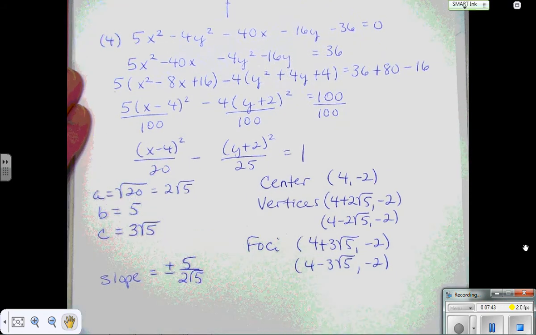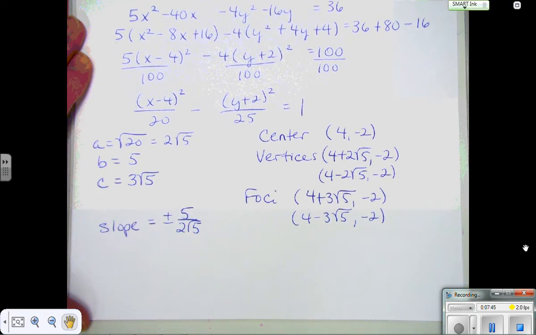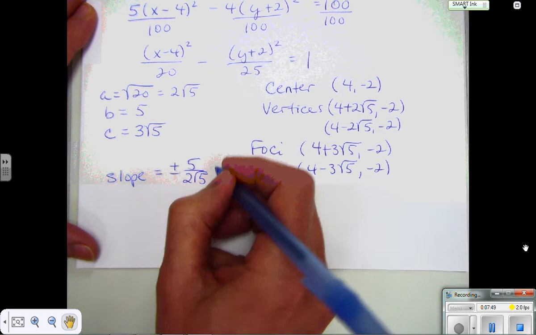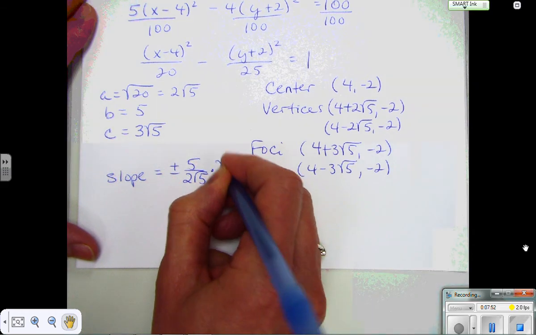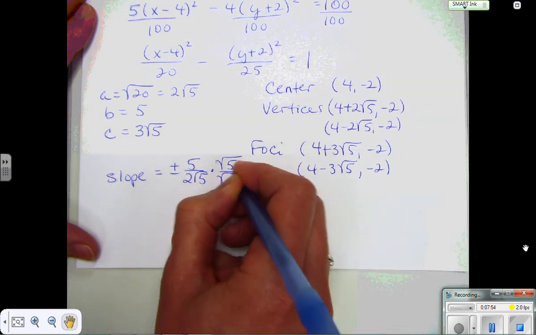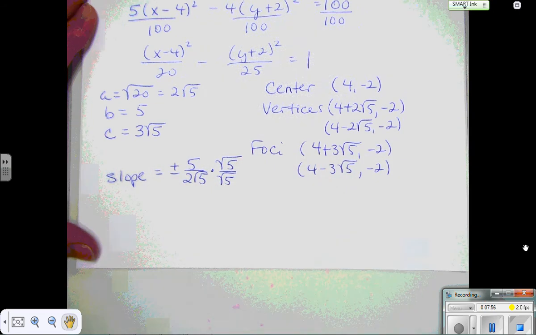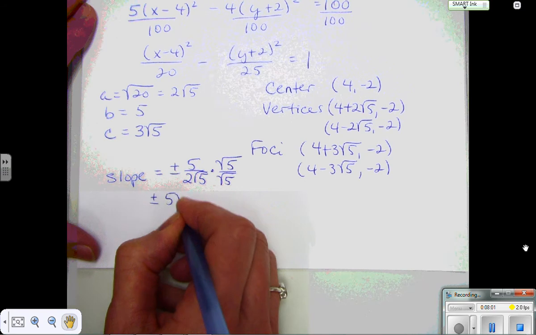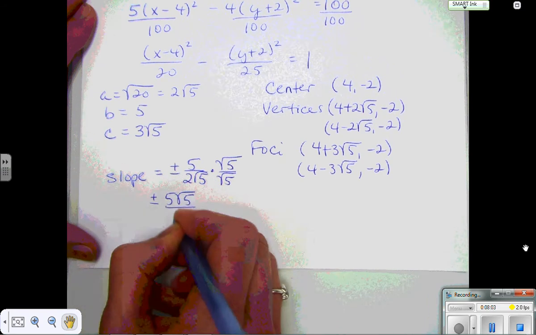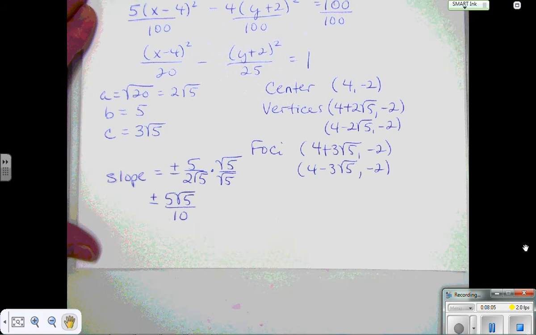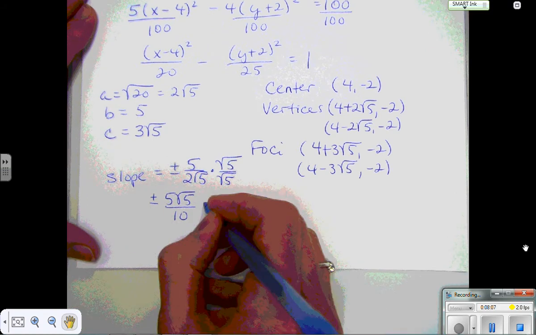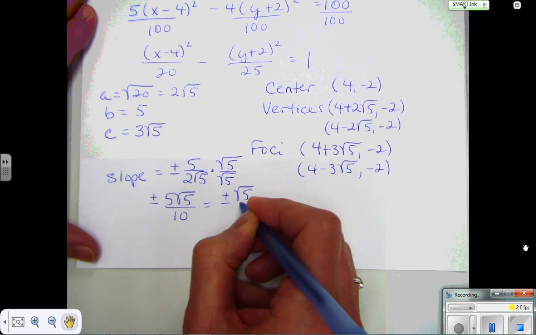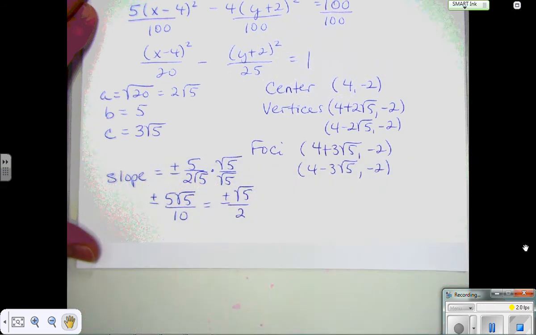Now you do not want to leave that with the radical in the denominator. You have to rationalize it. I know. So we're going to multiply top and bottom by square root of 5. Okay, that's going to give me plus or minus 5 radical 5 over 10. And the 5 and the 10 are going to reduce. So your final answer is going to be plus or minus square root of 5 over 2 for your slope.